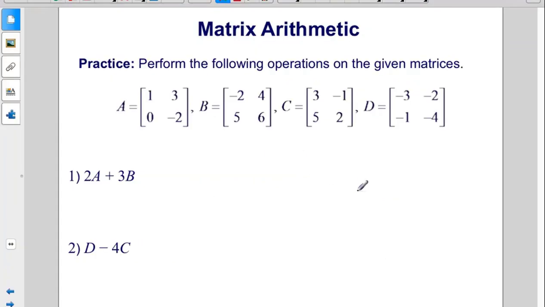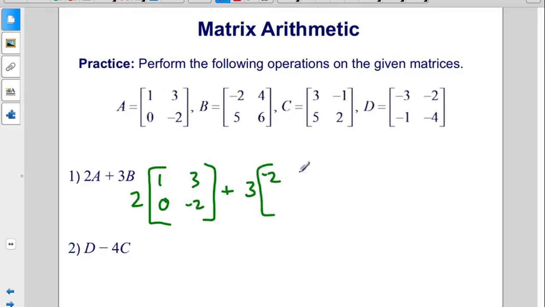Perform the following operations on the given matrices. 2A plus 3B. Alright, so the first thing we're going to do is multiply this matrix by 2. We're going to multiply this matrix by 3 and then add the results together. So 2A is A times 2. So I'm just going to write it all out. So we have 1, 0, 3, and negative 2 plus 3 times negative 2, 4, 5, and 6.